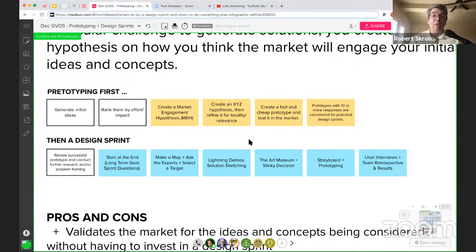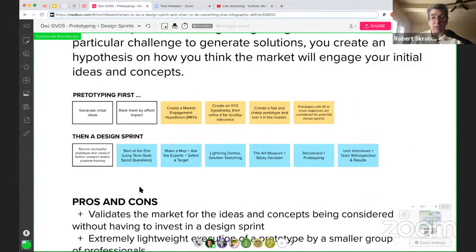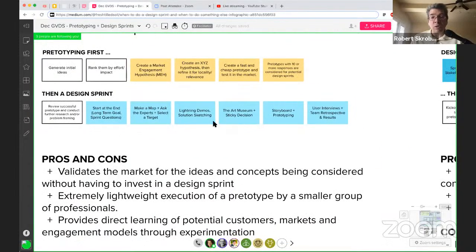Then when you have that data that would support potentially a design sprint run, you review what's successful, conduct further research, do problem framing if you need to, and get more of an understanding of the context around why people are engaging with this, and then start a design sprint process in some fashion. So these are all the major activities.